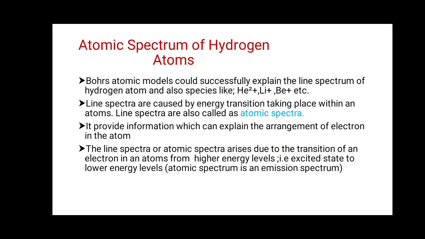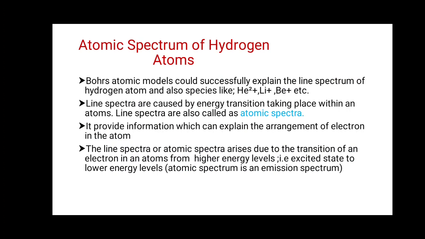It provides information which can explain the arrangement of electrons in the atom. The line spectra or atomic spectra arise due to the transition of an electron in an atom from a higher energy level, that is the excited state, to a lower energy level. Thus it is called an atomic spectrum or an emission spectrum.